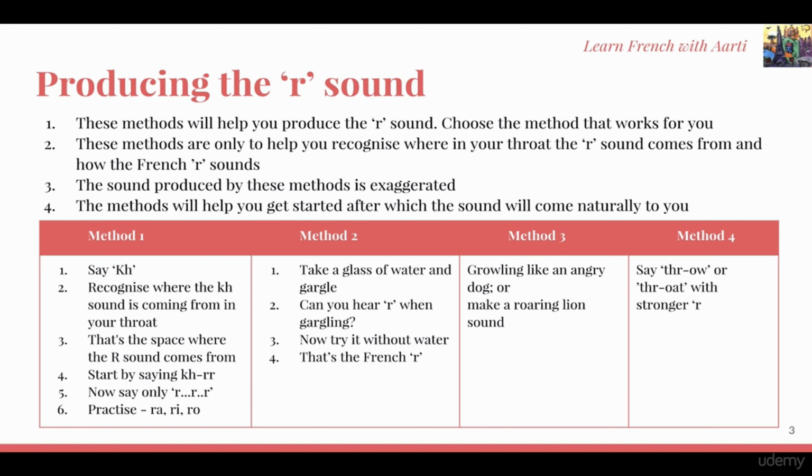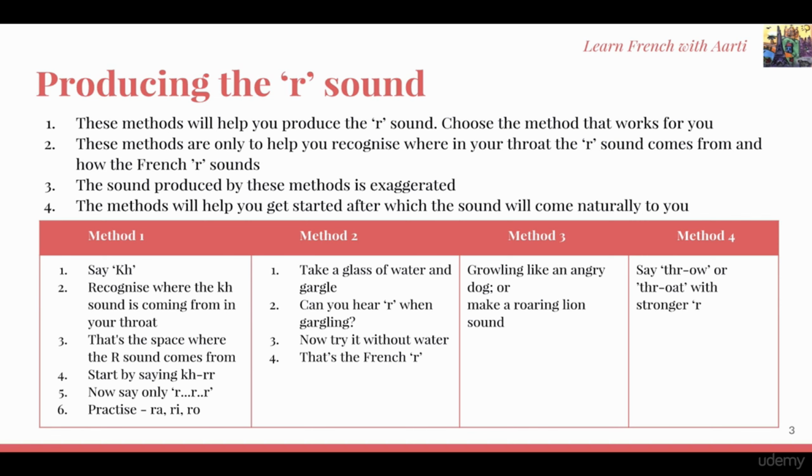The other method is what is called gargling the R sound. Take a glass of water and gargle. When you gargle, you can hear the R sound. Now try it without the water in your mouth. That's the French R. The third method is growling like an angry dog or roaring like a lion.